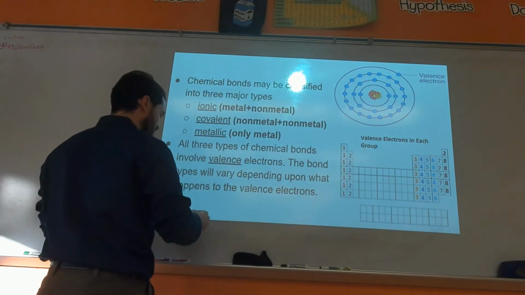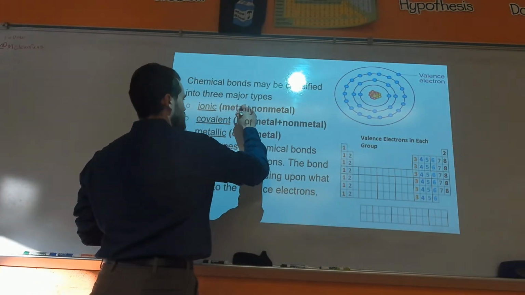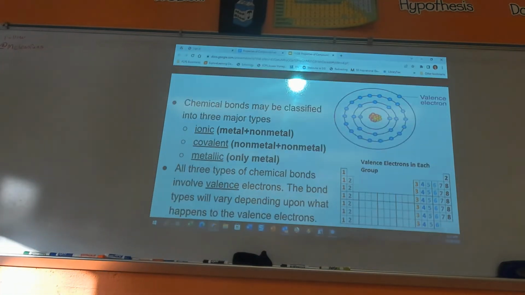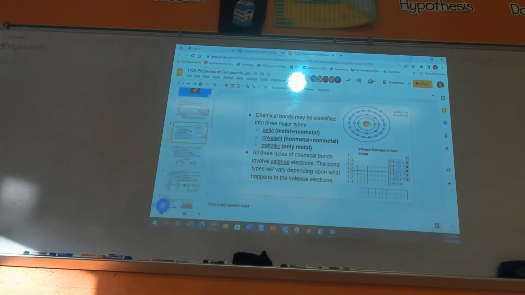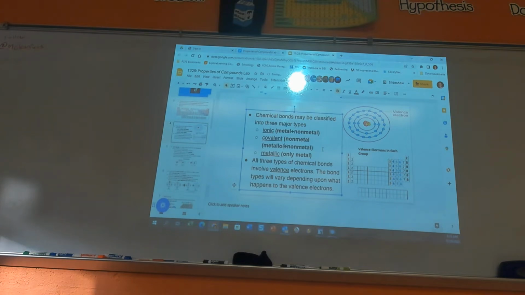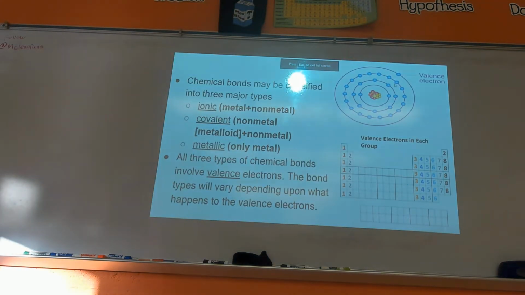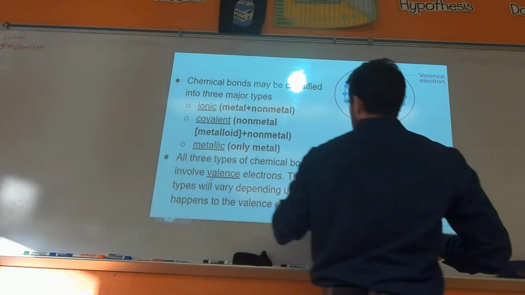You also, if you had a metalloid, I'm going to type that in before I forget. So covalent is usually non-metal plus non-metal, or it could be a metalloid plus another non-metal. Do the bracket thing there. Metalloid plus another non-metal. Okay. And then if that compound is only made up of metals, then we would say that's metallic.